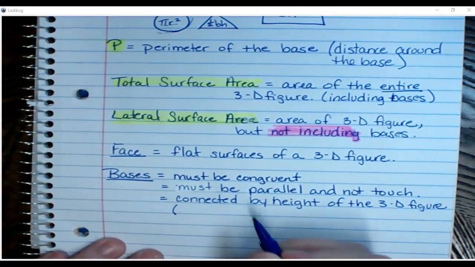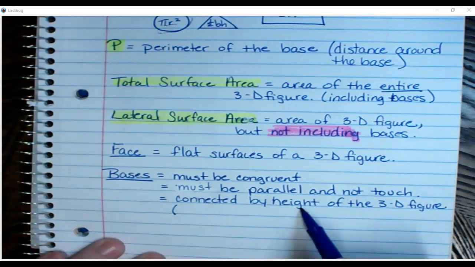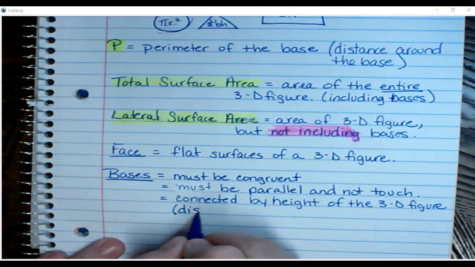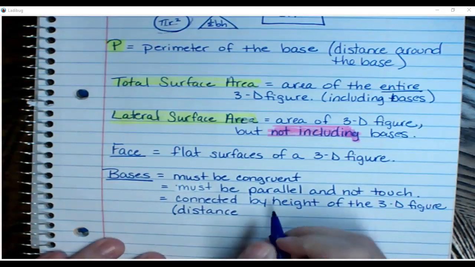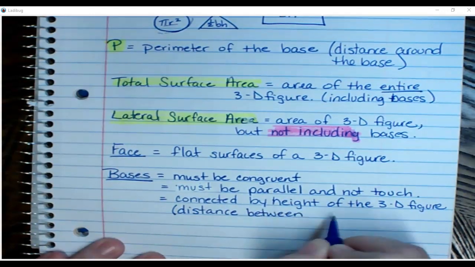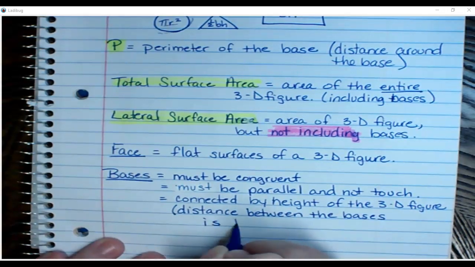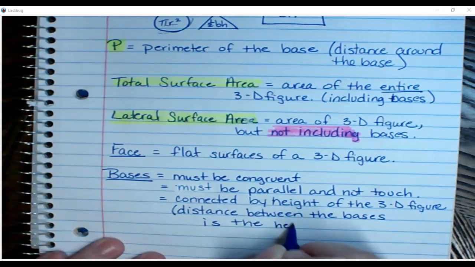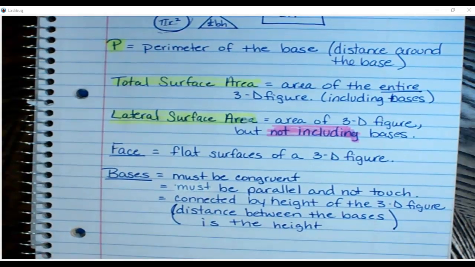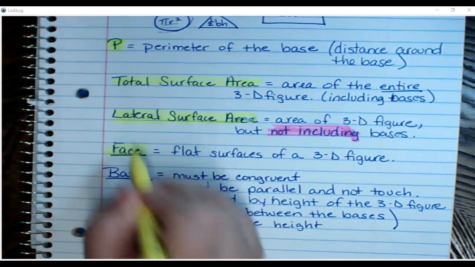And I'm going to rewrite that so we have that in our notes. The height that connects our bases, connected by the height of the 3D figure. So in other words, it is the distance between the bases. The distance between the bases is the height. So again, you might want to highlight those vocabulary terms, faces and bases.